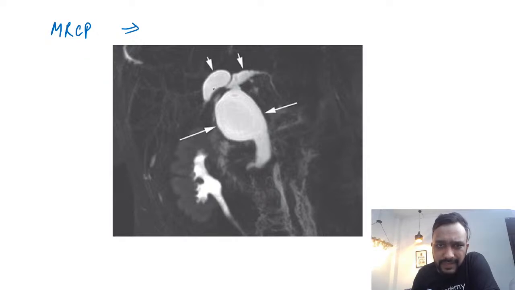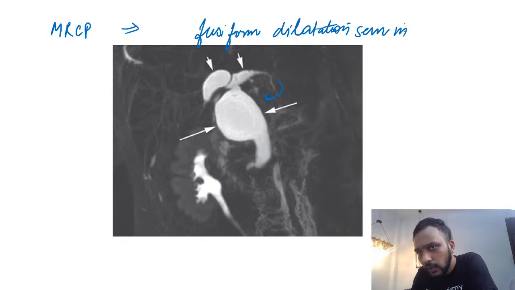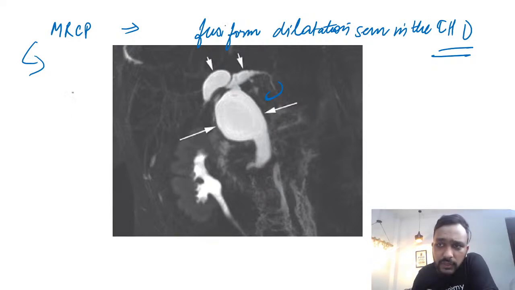So guys, in this image there is fusiform dilatation seen in the common bile duct. Okay, there is fusiform dilatation seen in the common hepatic duct. So this fusiform dilatation of the common bile duct and common hepatic duct, guys, of the extrahepatic biliary system, this is a case of choledochal cyst.